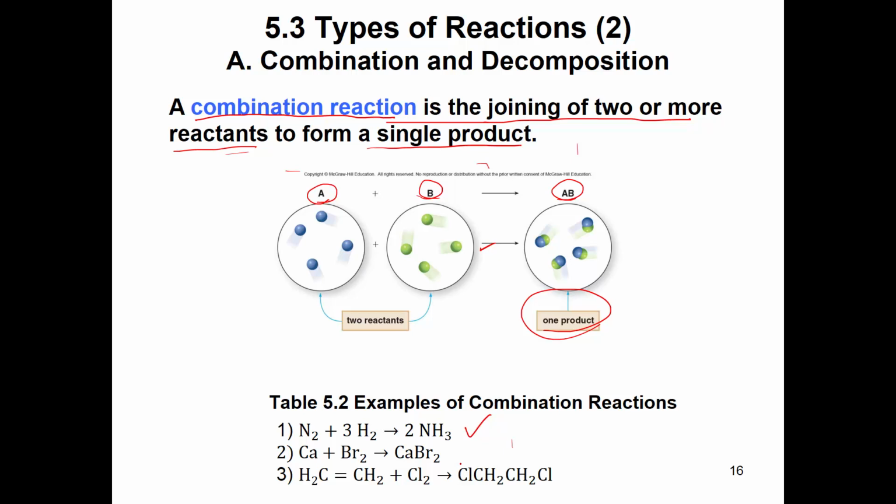Calcium and bromine form calcium bromide. And C2H4 plus Cl2 combine to give you dichloroethane. So just different combinations, but you can always tell they're a combination because you got 2 things on the reactant side forming one thing on the product side.